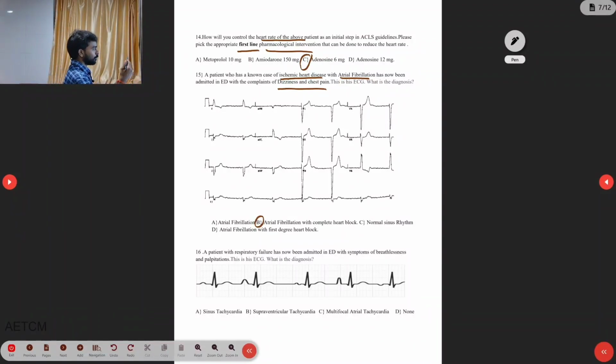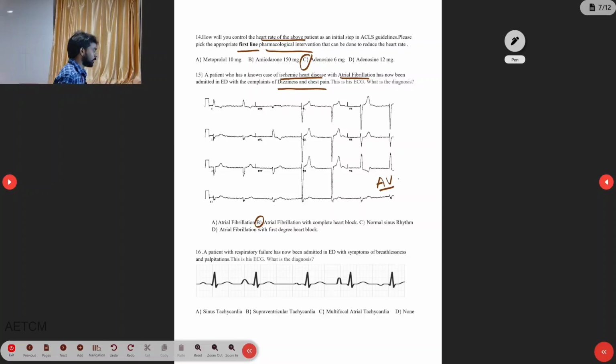So atrial fibrillation is already there, and you can see here AV dissociation. Here also you can see AV dissociation, that is atrioventricular dissociation, noticed in this ECG. So it is atrial fibrillation with complete heart block. So the 15th question answer is B, atrial fibrillation with complete heart block.